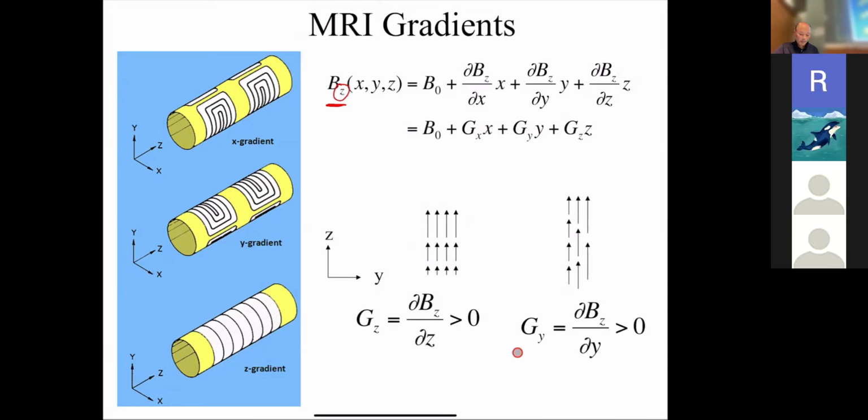Right. If I have a Y gradient, and the Y direction is this way, that means as I go along this way in the Y direction, the Z component of the field is increasing. Okay, so that's all we're talking about. And we'll find out as we go through these lectures that being able to do this is the key behind how we can make an MRI image.